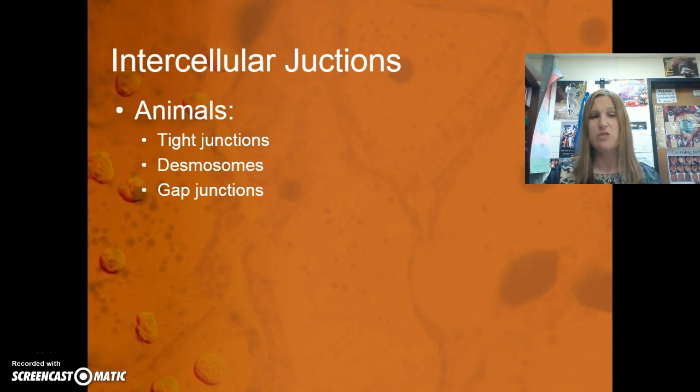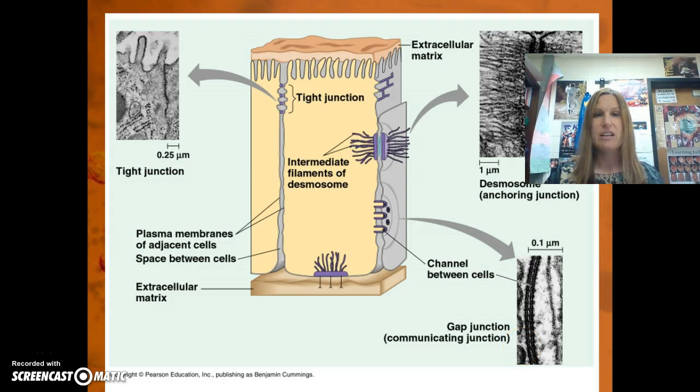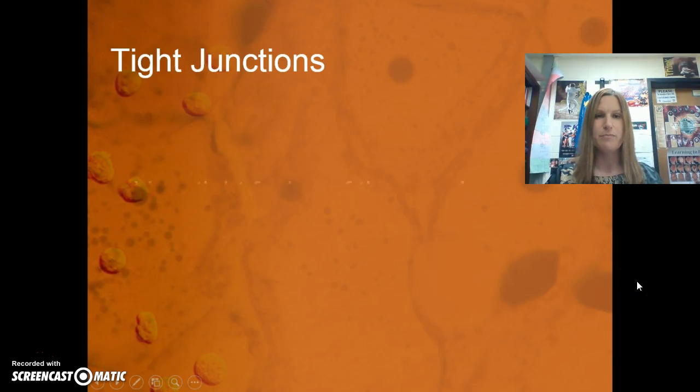Intercellular junctions in animal cells, we're going to look at 3. Tight junctions, desmosomes, and gap junctions. So here is an overall picture. I love this picture because it shows all 3 at once. Here's our tight junction. Here is our desmosome. And here's our gap junction. So let's take a look at all 3 of these.